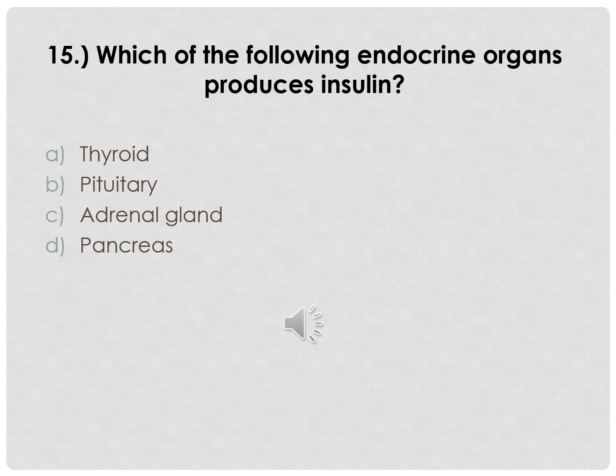The other answer choices: A, the thyroid. The thyroid actually produces hormones T3 and T4 and calcitonin. B, the pituitary. The pituitary produces many hormones that regulate homeostasis in the body. And C, the adrenal gland. The adrenal gland produces adrenaline or epinephrine, as well as other steroid hormones. So A, B, and C can be ruled out. The correct answer is D.